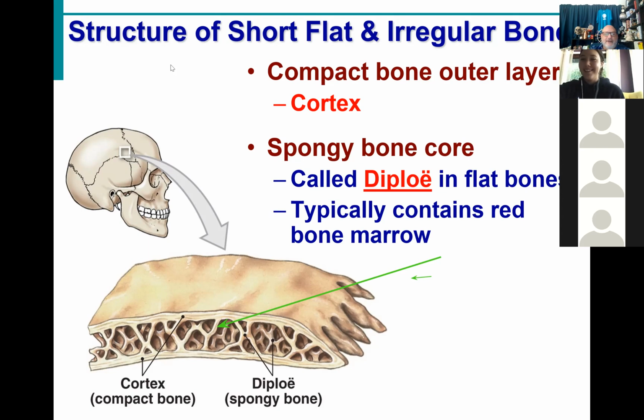Right. Excellent. So that's how I would have to say it: identify this structure in a flat bone. What would you call this structure in a flat bone? And that's why we would do that. All right, great questions. Any others?